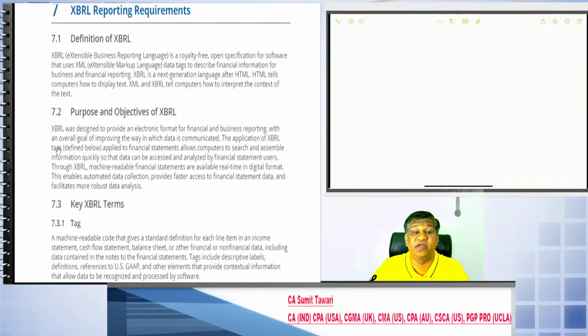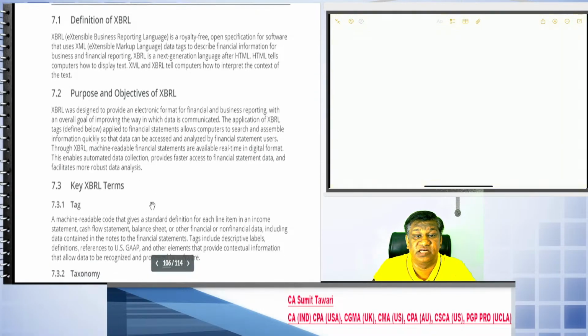Application of XBRL tags, defined below, applied to the financial statements allows computers to search and assemble information quickly so that the data can be accessed and analyzed by the financial statement users. Through XBRL, machine-readable financial statements are available in real time in a digital format, and this enables automated data collection, provides faster access to the financial statement data, and facilitates more robust data analysis.